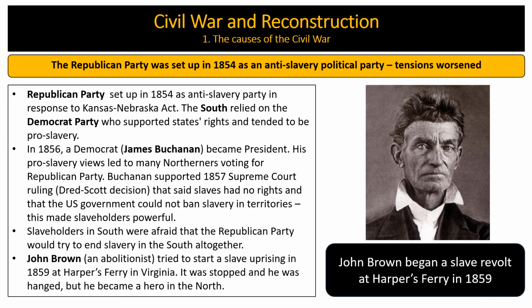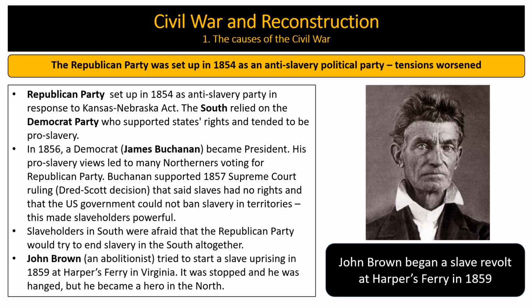Now, partly as a response to the Kansas-Nebraska Act, the Republican Party was set up in 1854 as an anti-slavery political party, and this just solidified tensions, made them worse. So the Republican Party was set up in 1854. The South relied on the Democrat Party, who supported states' rights and tended to be pro-slavery.